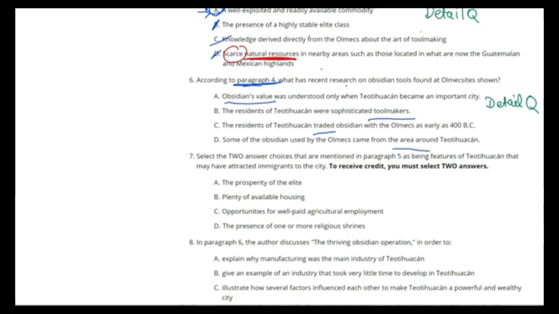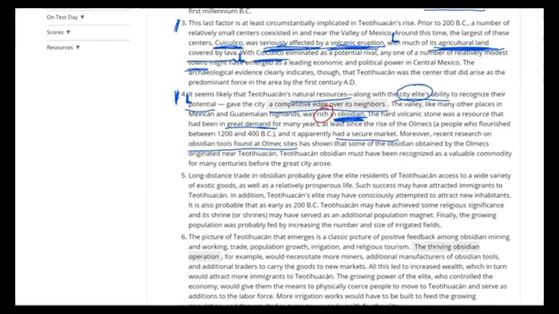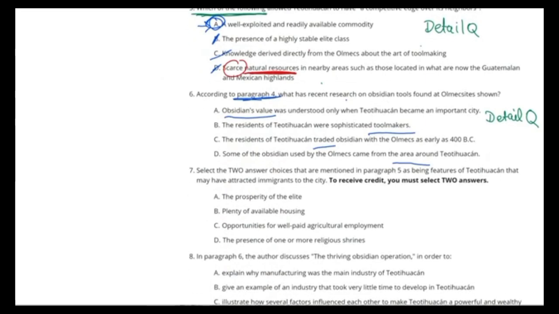So let's have a look at paragraph 4. What does it say? This is a rather easy question, right? Because it's really stated directly in the text. Let's have a look at this sentence here. Let's start here. Moreover, recent research on obsidian tools found at Olmec sites has shown that some of the obsidian obtained by the Olmecs originated near Teotihuacan. This is paraphrased directly in the text. Let's go back to the answers. D must be our correct answer. Some of the obsidian used by the Olmecs came from the area around Teotihuacan. D is correct. You can find this directly in the text.